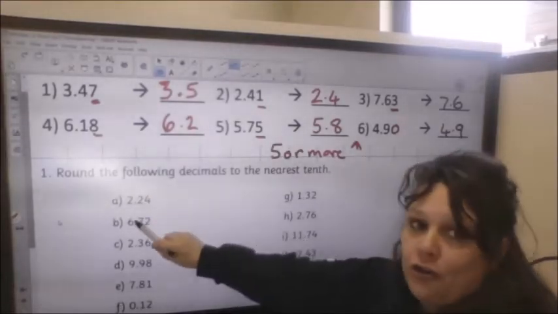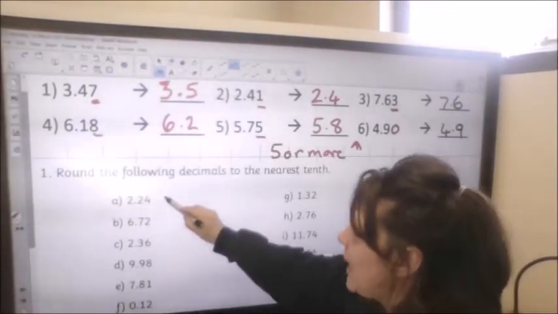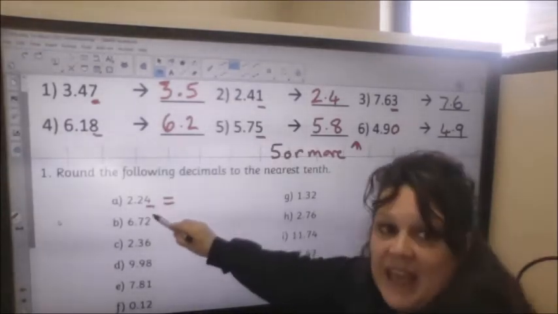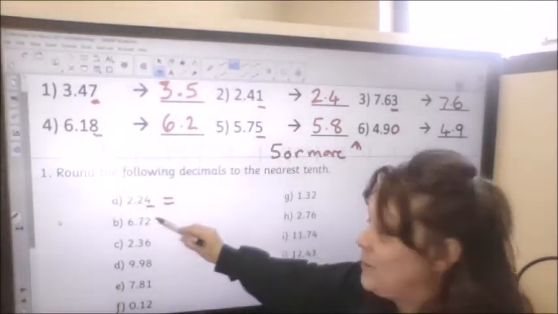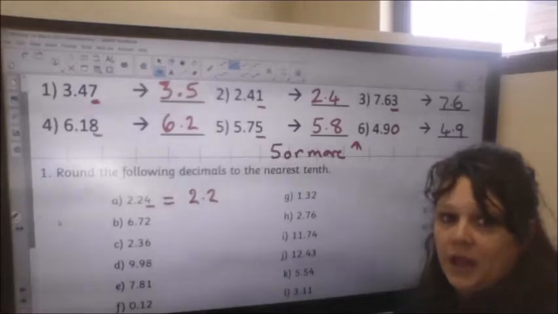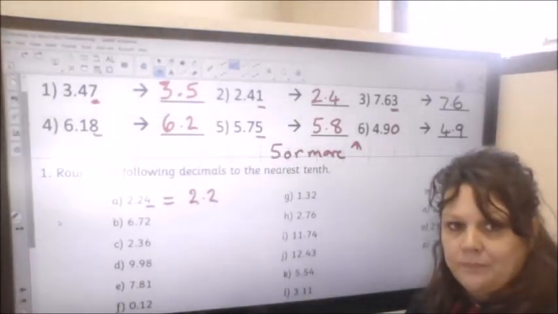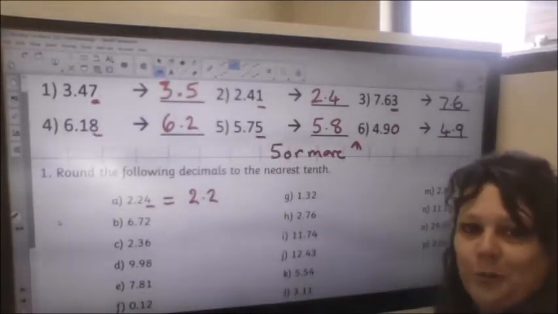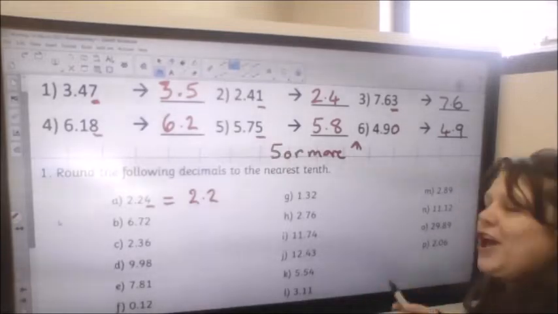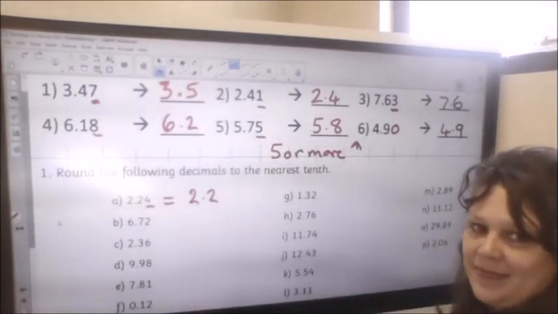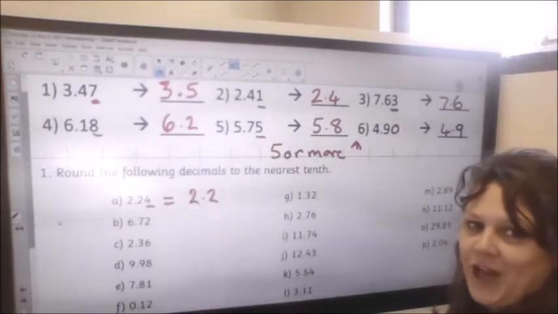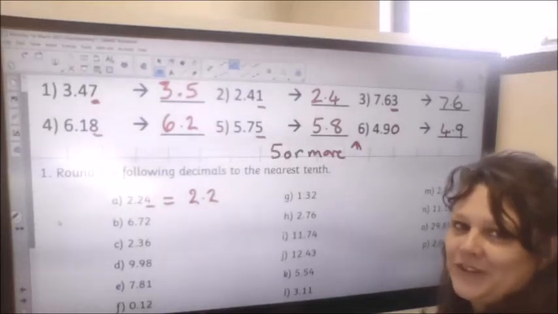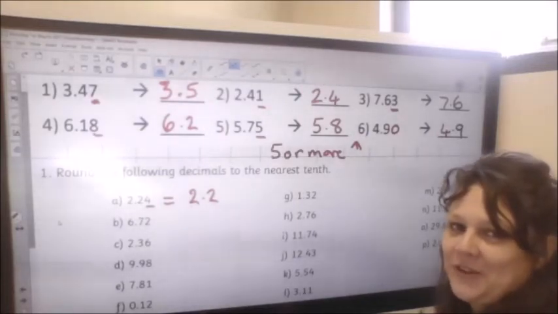So 2.24, if I underline the hundredths column, the tenths column would stay the same, so it would be 2.2 for the nearest tenth. Okay, so I have a group of decimal numbers on there that all need rounding to the nearest tenth. So see if you can have a go, and we'll check and see just how well you did in a moment. Okay, pause the video, off you go.